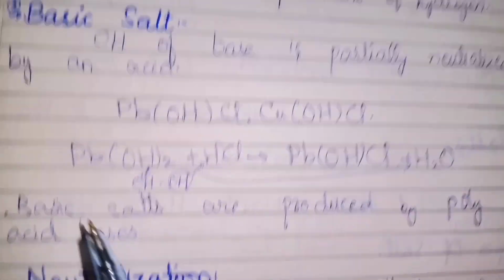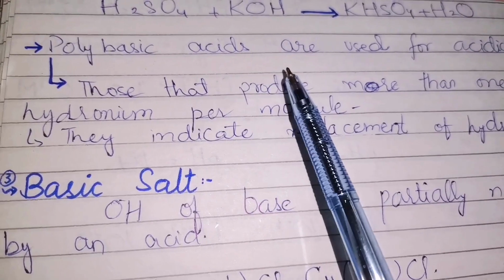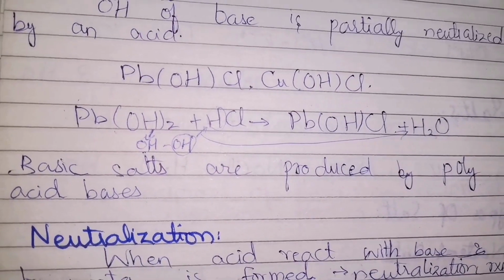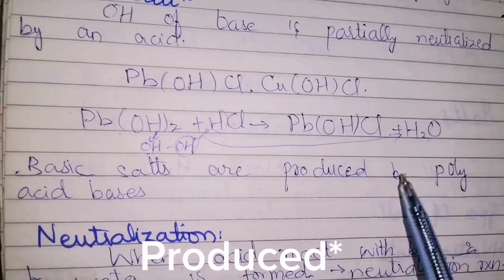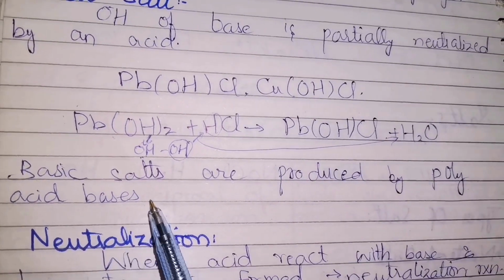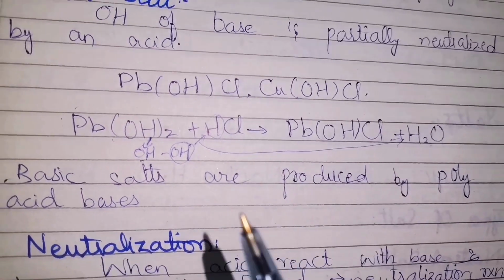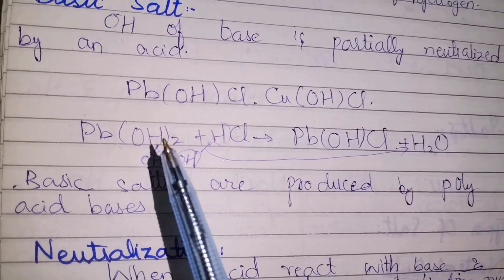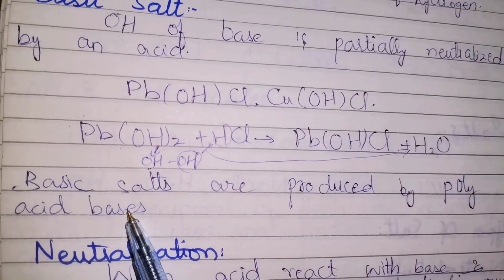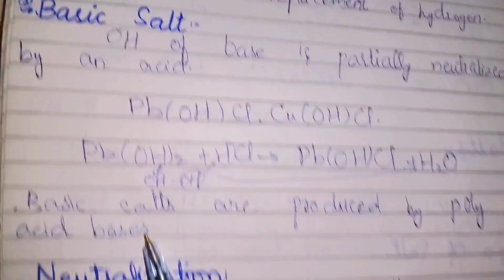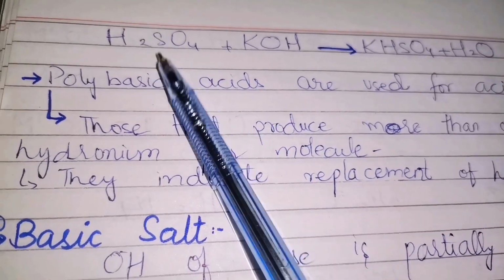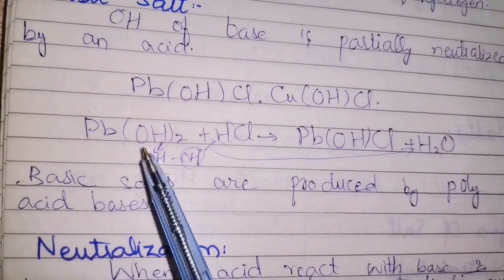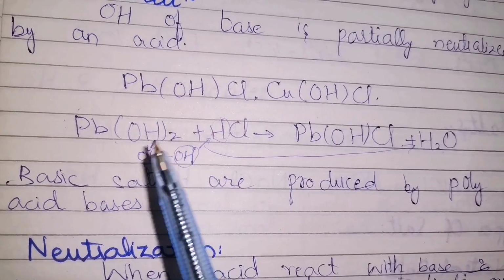The next thing is, as we have studied over here about the polybasic acids that are used for the acidic salts, so here, for the basic salts, which bases are used? Basic salts are formed by polyacid bases. Now what does this mean? In the most simplified way, we can say that those bases which have more than one OH in their molecule, in their compound, are known as polyacid bases. Okay, the way we said over here that this is a polybasic acid because it is having two hydrogens, this one is a polyacid base because it is having two OH.